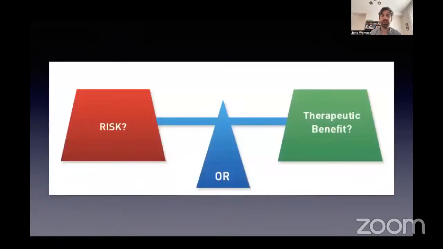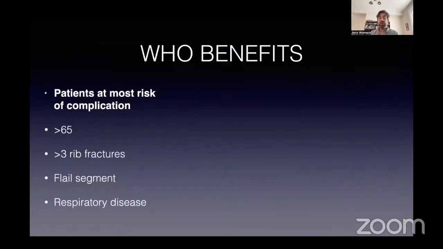Patients-wise, that's a bit more clear, I think. We're always offering an intervention on a risk versus benefit. So every block, every clinical intervention that we do entails some risk, and so that risk has to be worth the benefit. The patients who are most at risk of complications and death are patients who are over 65, which is actually surprisingly young, I think, patients with more than 3 rib fractures, and also respiratory disease.